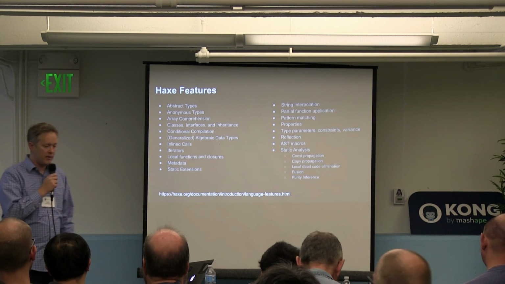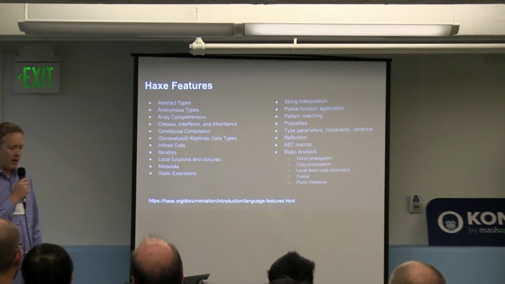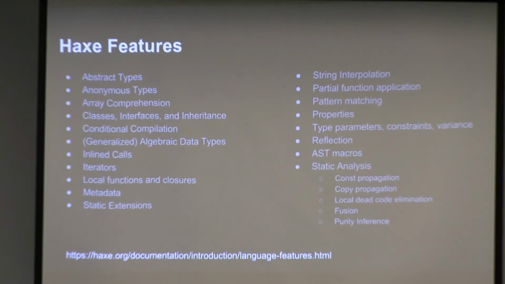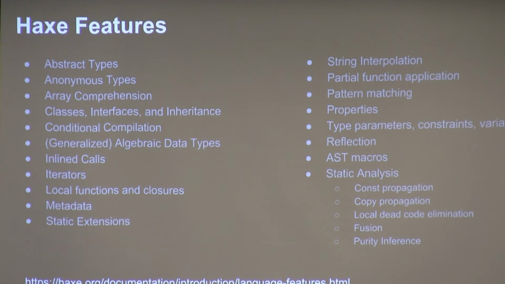So I don't want to go through all of these, but I would say that unless you're using something like Scala or Haskell, Haxe will probably be the most sophisticated language that you use. And I think the key selling point is that all these compile time features are available for all these different platforms. So you have a whole slew of static analysis features.